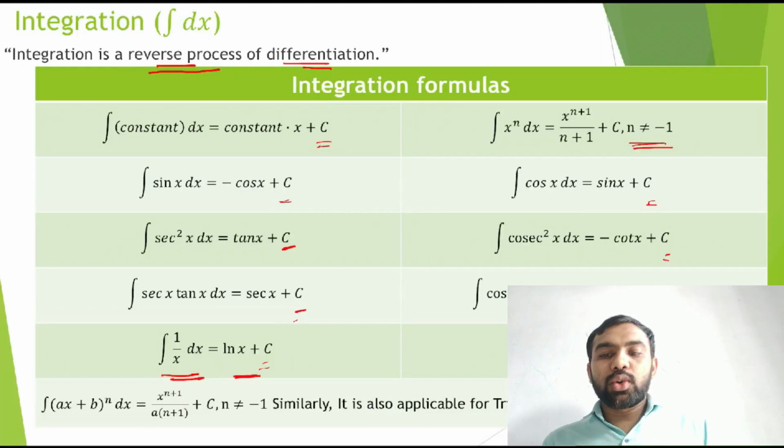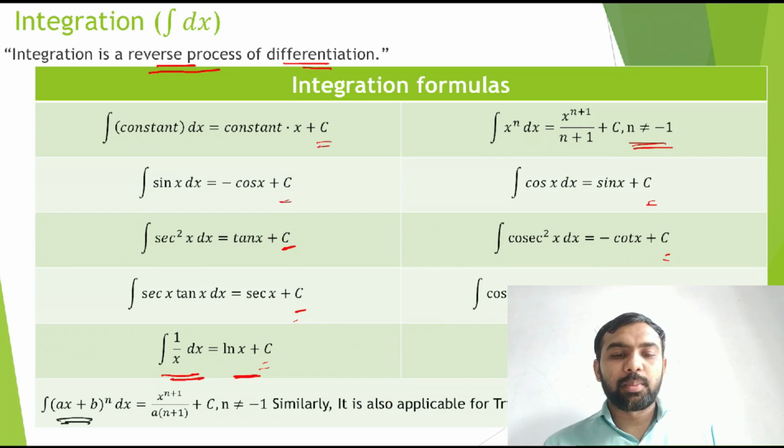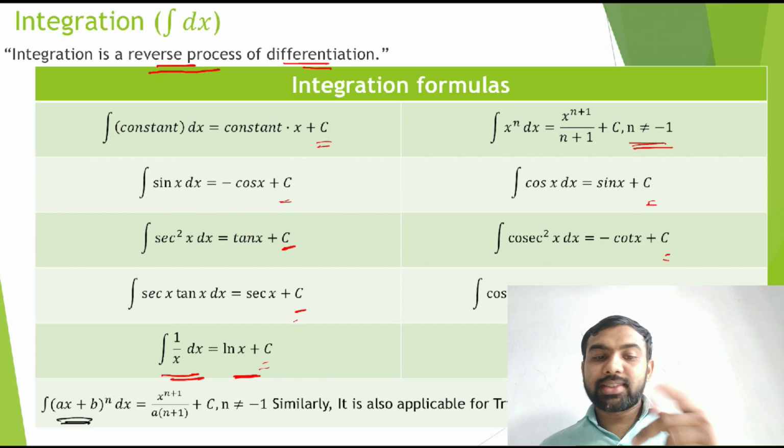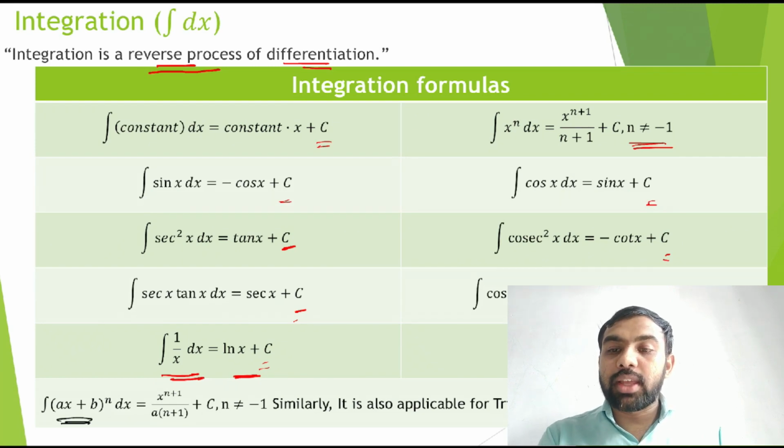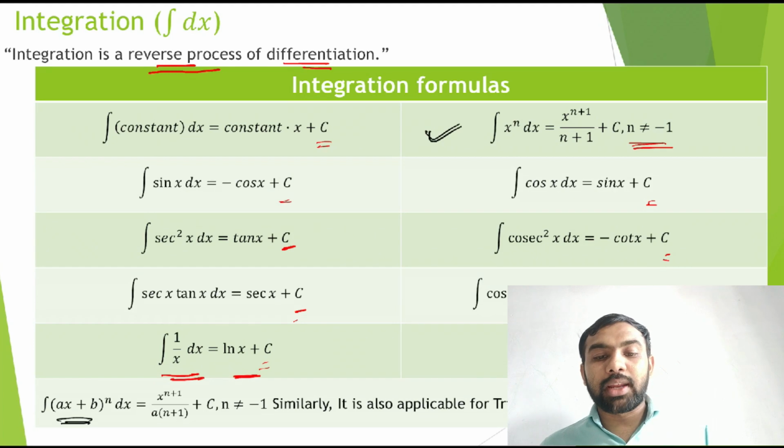Let's see the next one. First, you remember all these formulas. Second case: suppose you have (ax + b) raised to n, but here some formula is given for x. If any formula is given for x, then you just use the same rule: x raised to n plus 1 upon n plus 1.